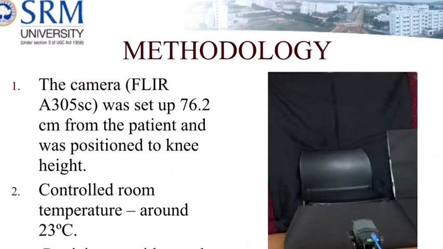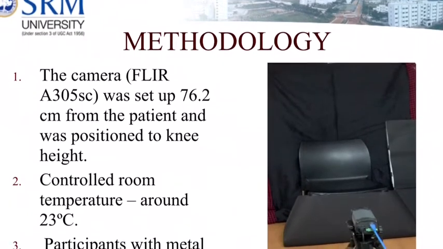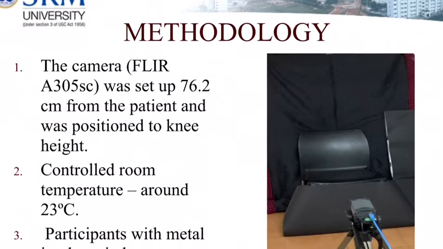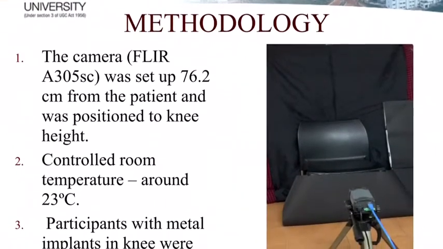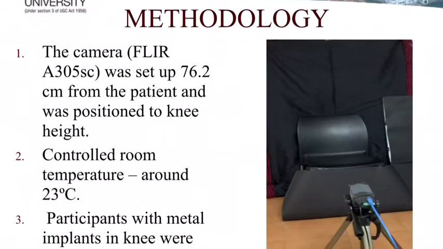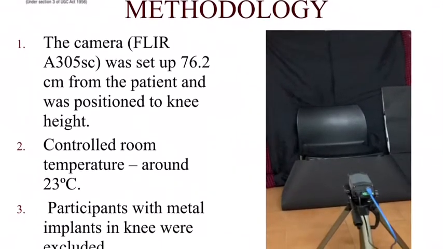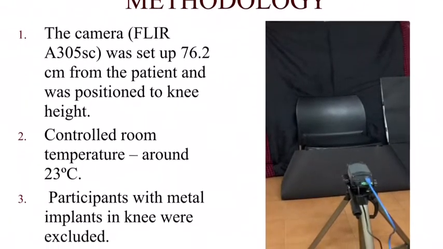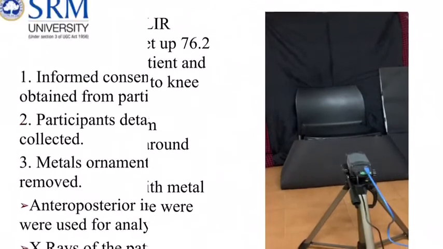An FLIR-A305SE thermal camera was used to thermal image the knee of osteoarthritic patients, and it was kept at a distance of 76.2 cm from the patient. The temperature of the room was controlled at 23 degrees Celsius, and patients with metal implants were not included in the study. The setup of the thermal camera can be seen in the figure. A black background is used to eliminate the external environmental infrared radiation.